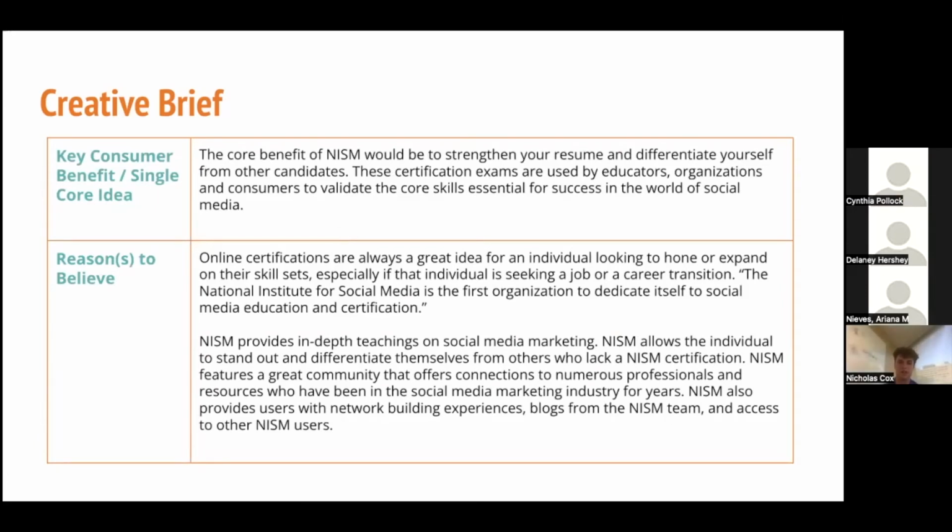The benefit of NSIM is easy to address. NSIM certification strengthens resumes and allows for individuals who are seeking job opportunities to have an advantage over others pursuing the same career path. As for reasons to believe, online certifications are always a great way for an individual looking to hone or expand their skill set, especially if that individual is seeking a job or career transition. As said on the LinkedIn, the National Institute for Social Media is the first organization to dedicate itself to social media education and certification. NSIM provides in-depth teachings on social media marketing. NSIM allows for individuals to stand out and differentiate themselves from others who lack an NSIM certification, as previously said.